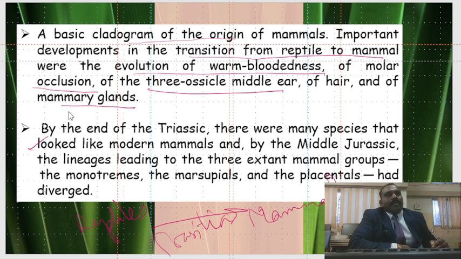By the end of the Triassic, there were many species that looked like modern mammals, and by the middle Jurassic, the lineages leading to the three extant mammal groups, the monotremes, the marsupials, and the placentals, had diverged.